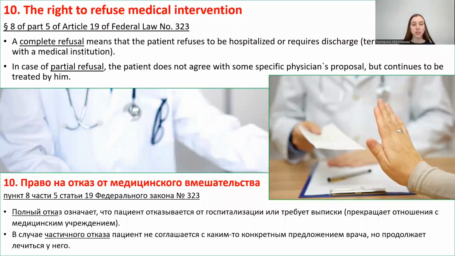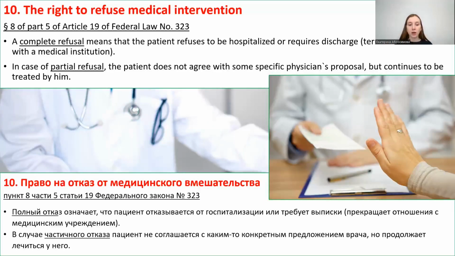Another right of the patient is the right to refuse medical intervention. This right is enshrined in paragraph 8 of Part 5 of Article 19 of Federal Law number 323. There are two types of refusal of treatment, complete and partial. A complete refusal means that the patient refuses to be hospitalized or requires discharge. It means that the patient terminates relations with the medical institution. And in case of a partial refusal, the patient does not agree with some specific physician's proposal, but continues to be treated by him.